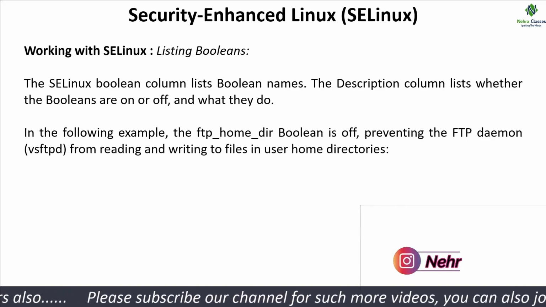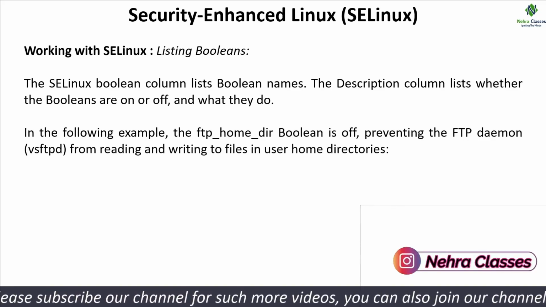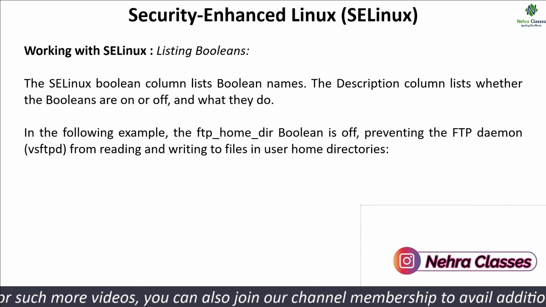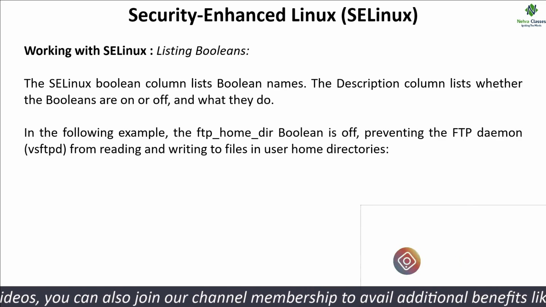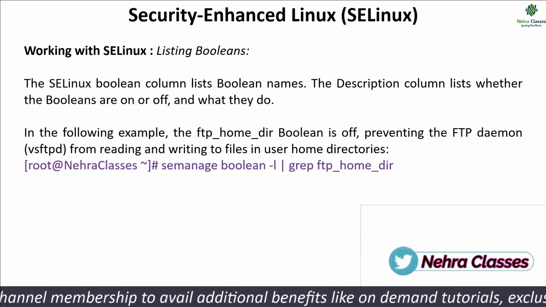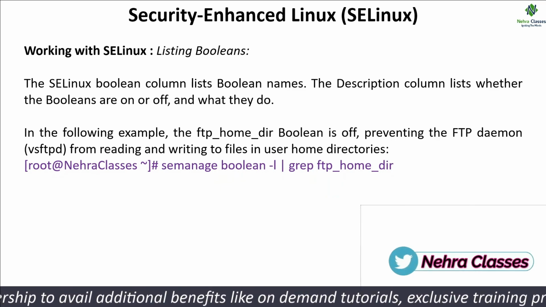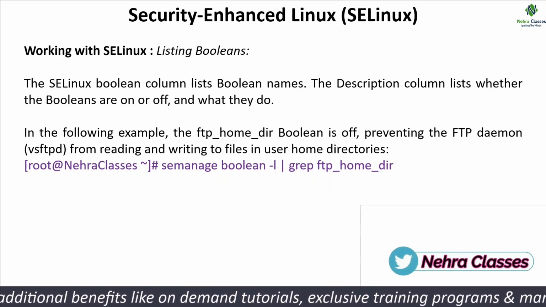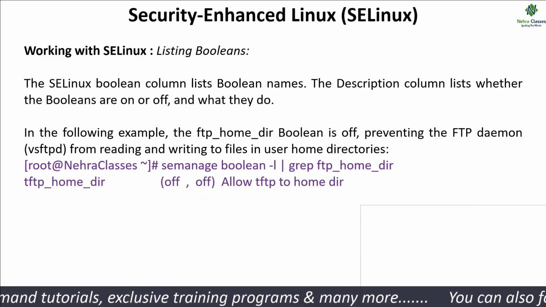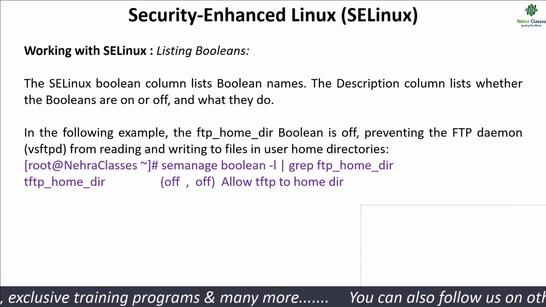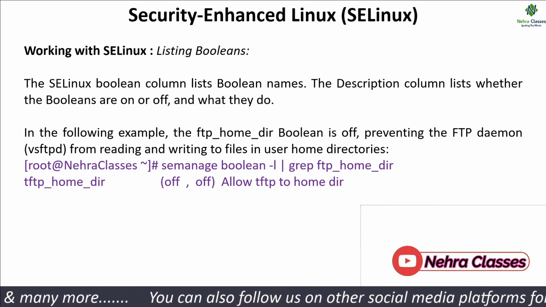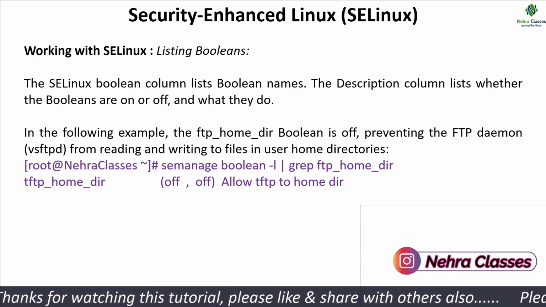In the example which I am going to show you, the ftp_home_dir boolean is off, preventing the FTP daemon, that is vsftpd, from reading and writing to files in user home directories. So if I execute the semanage boolean -l command and grep ftp_home_dir, it will show you the ftp_home_dir boolean and its details, whether it is on or off and what it does.